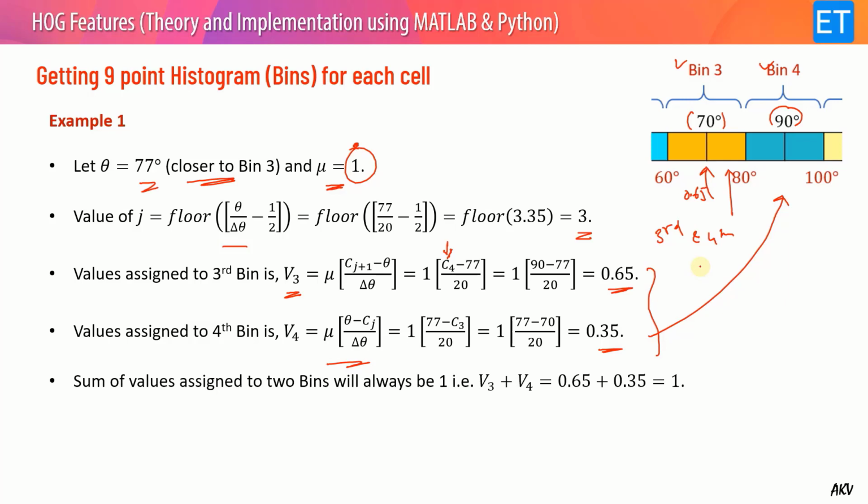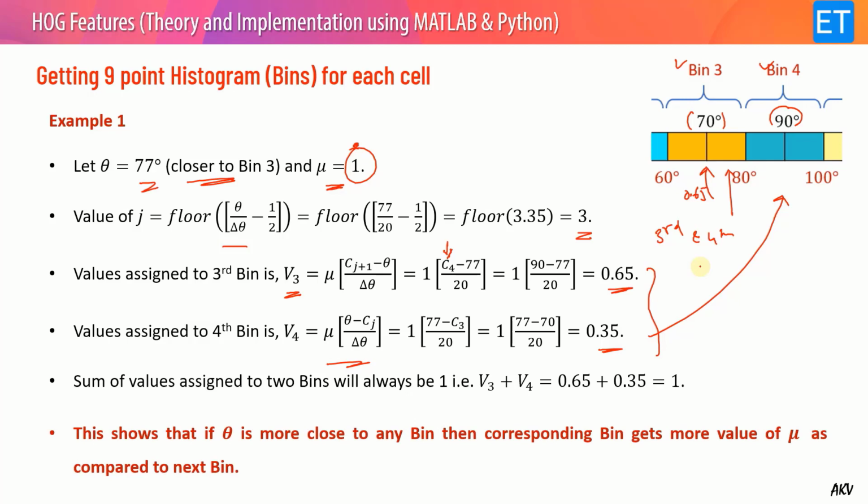As I said, the sum of these two values will of course be 1. From this example we can conclude that if theta is closer to a bin, then the corresponding bin will get more of the value of mu as compared to the next bin, and that is quite obvious.